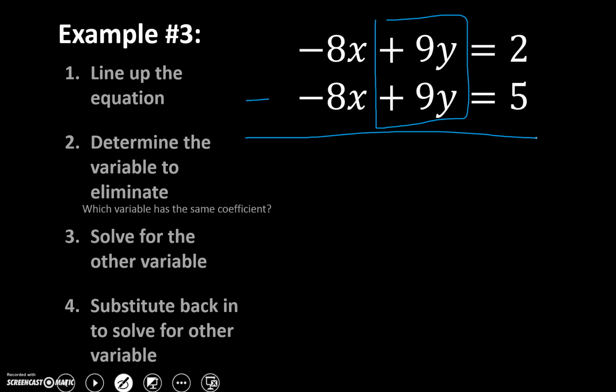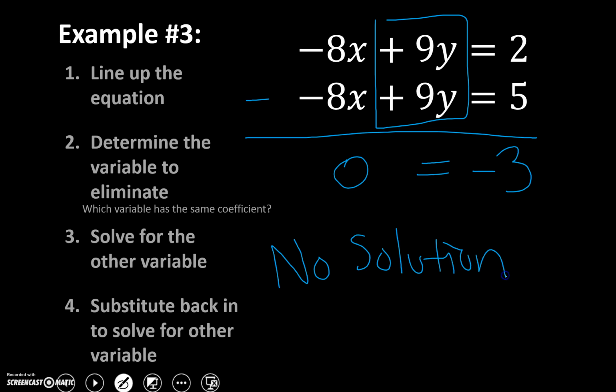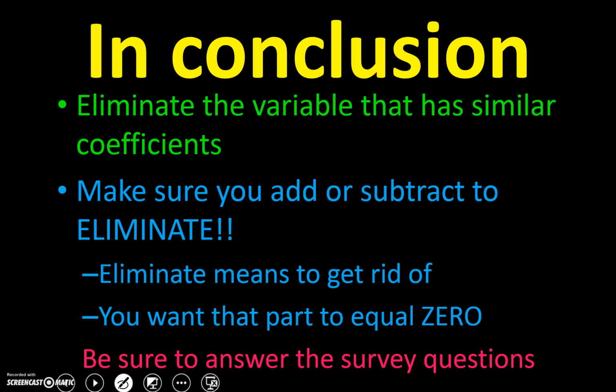Negative 8 minus negative 8 gives us 0. 2 minus 5 is equal to negative 3. This is when you ask yourself, is that true? Does 0 equal negative 3? All the variables have gone away. When the variables go away, this is when we have our special cases. When it's not true, that means it's no solution. If it was true, that's infinite. Think back to when we solved an equation just like this in our first unit.